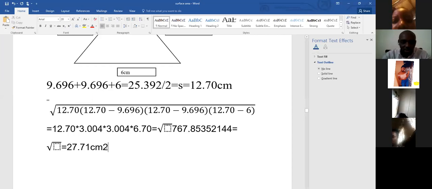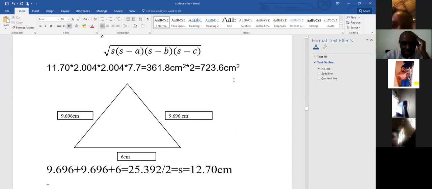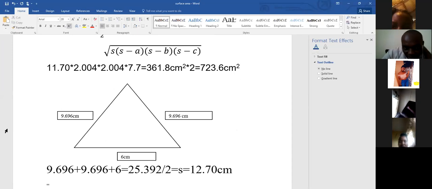That reminds me, if the formula is up here, did I find the square root really? So let me come to this formula. Did I find the square root of this? Let me see. Did I really find the square root in this formula? I doubt. And that's why you are getting such a very big answer. 11.7, let me repeat this one, 11.70. 2.004, 11.70. Okay.